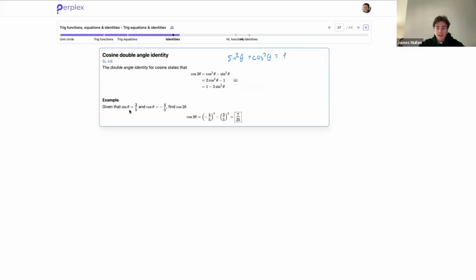Let's suppose that I have sine theta is equal to 3 over 5 and cos theta is equal to minus 4 over 5. Let's find cos of 2 theta, okay? So I'm going to do cos squared theta minus sin squared theta, so minus 4 over 5 squared minus 3 over 5 squared, that's 16 over 25 minus 9 over 25 is 7 over 25.